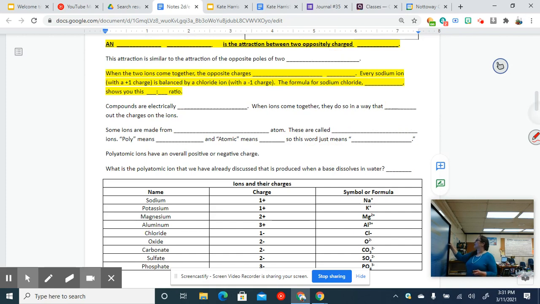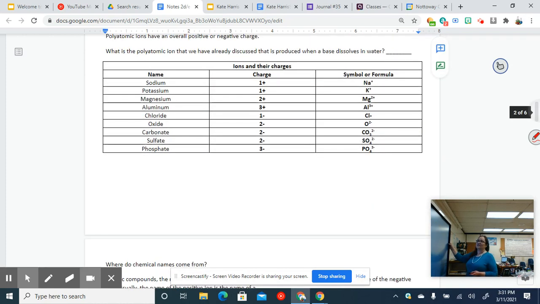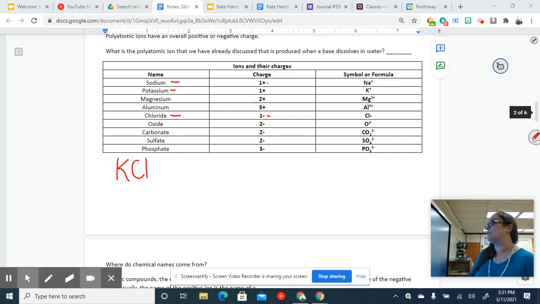So this little chart of ions and their charges is just something to look at. Like I said, you can predict what the formula would be. So we know that sodium and chlorine both have 1, so they balance each other out. Potassium has 1, so potassium chloride would be KCl. You don't have to write these down. You can just watch. It's just for the fun of it.